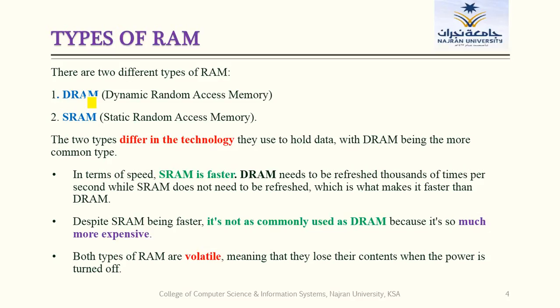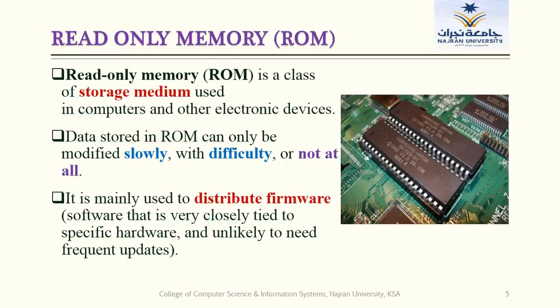There are some comparisons between SRAM and DRAM. In terms of speed, SRAM is faster. In terms of money, DRAM is better, because SRAM is very expensive. Both types of RAM are volatile, meaning they lose their contents whenever the power is turned off. Then we have seen read-only memory, where we can only read the information, and it is very difficult to change it. Mainly it is used to distribute firmware, that is specific software related to some specific hardware.